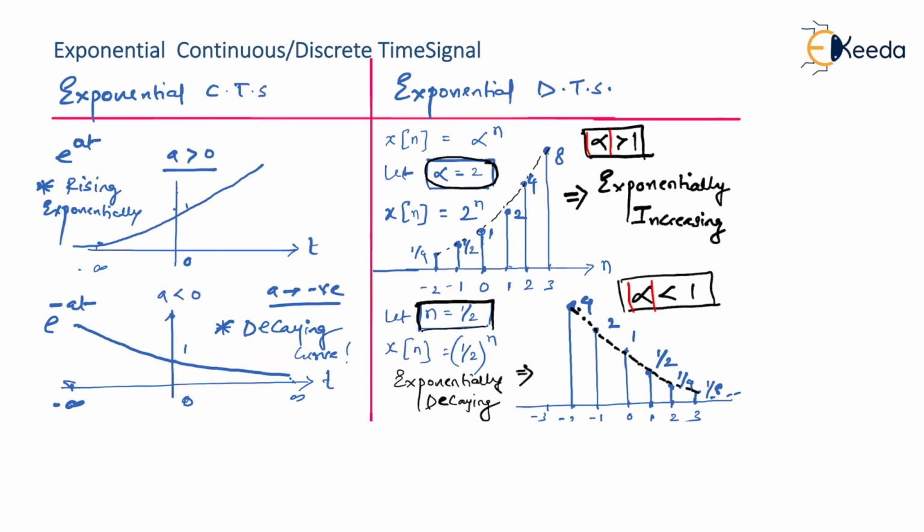So you have to remember this, the fundamental difference between the exponential continuous time signal and the exponential discrete time signal.